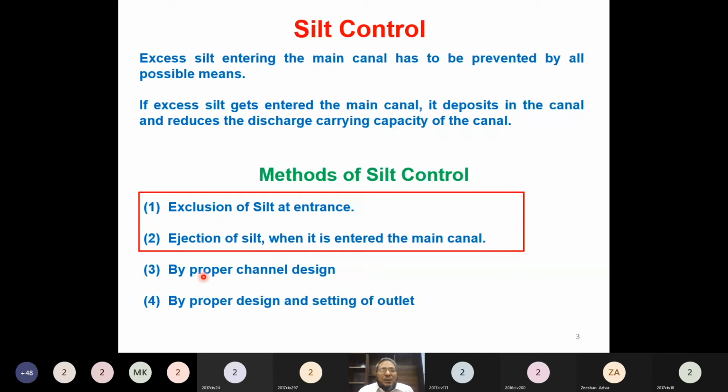Then the third is proper channel design. If a channel is properly designed, so that it can carry the silt which comes in suspension, then there are no problems.